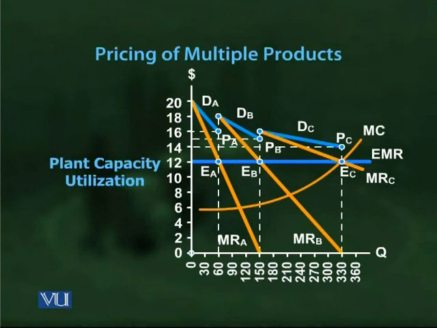From here we can see that the profit maximizing or optimal level of output that the firm will be producing of product A is 60 units. And the price can be checked on the demand curve for product A. Here we can see that if the firm is producing 60 units of product A, it will be producing them at a price of $16 per unit.